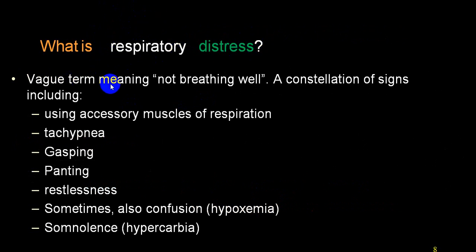Respiratory distress is a vague term where the person is not breathing well, and it includes accessory muscles of respiration working, tachypnea, gasping, panting, excessive sweating, or what we call prostration. The person is restless, confused, and sleepy, with hypercarbia, and this will be heading towards respiratory failure.